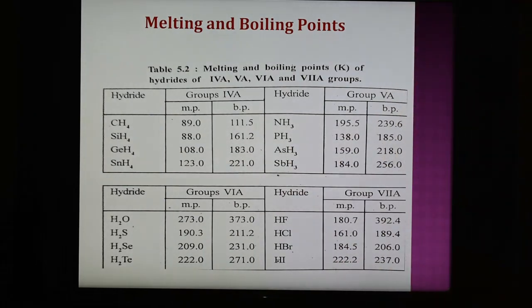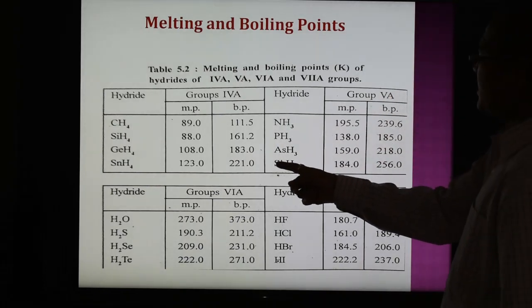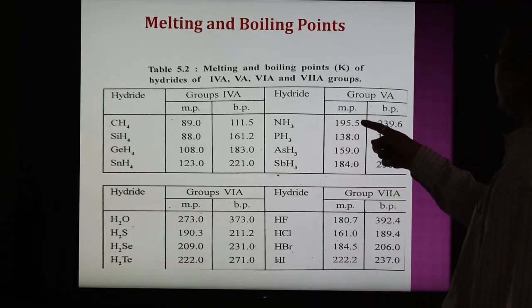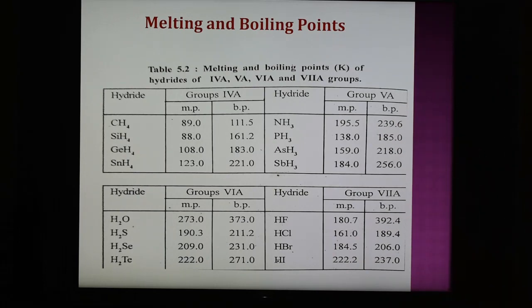In all the cases, see now, in the case of hydrides of 5A, nitrogen, phosphorus, arsenic and antimony form hydrides of this type, and the melting point increases and the boiling point also increases. So in all the cases, if a compound, hydride or any other compound, contains hydrogen bonding, then it has a higher melting and boiling point as compared to a compound which has no hydrogen bond. So hydrogen bonded compounds have higher melting and boiling points as compared to other compounds.